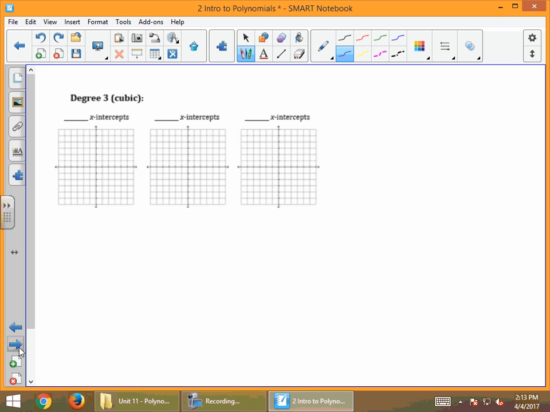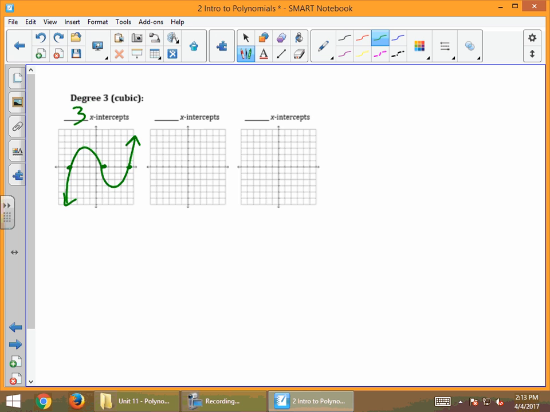We look at a cubic. Generally speaking, how many x-intercepts is a cubic going to have? 3. Kind of snakes. Right. There's 1, there's 2, and then it comes back up for 3. 1, 2, 3 x-intercepts.